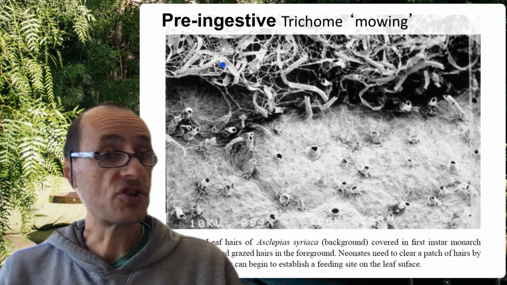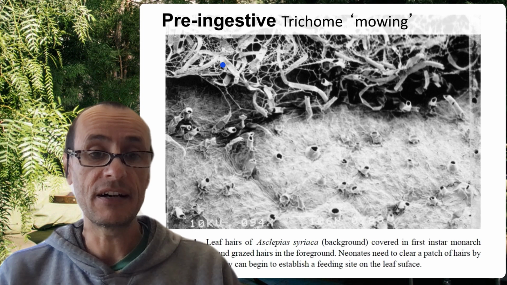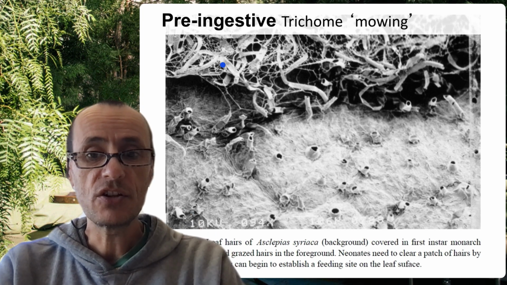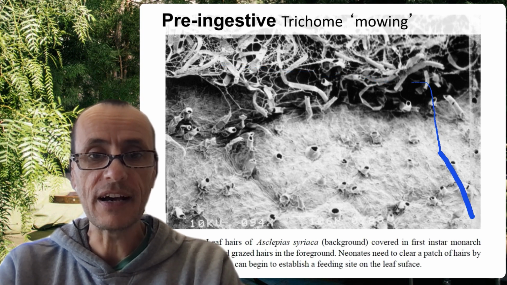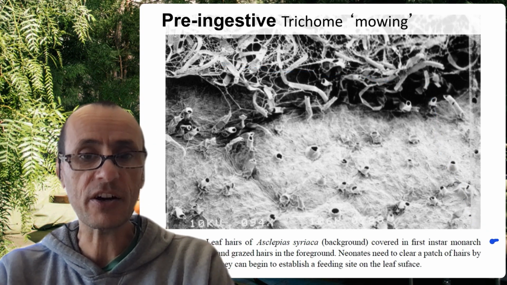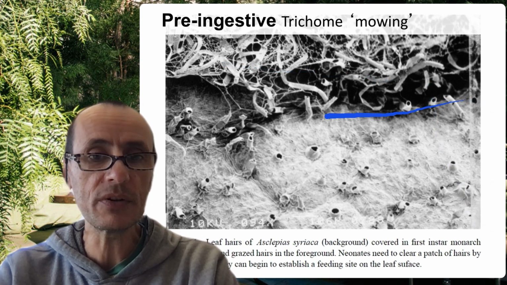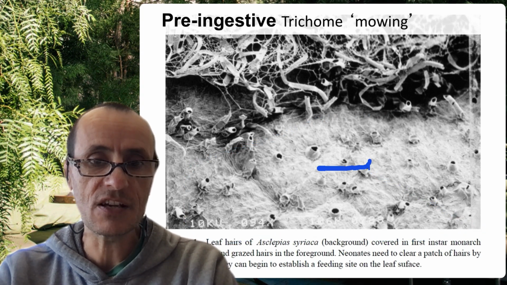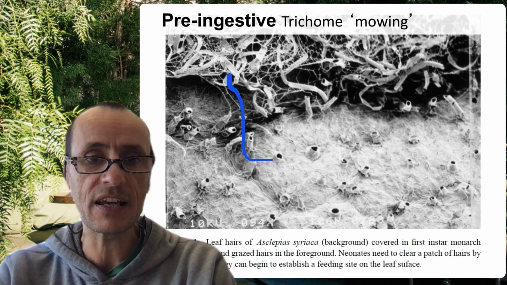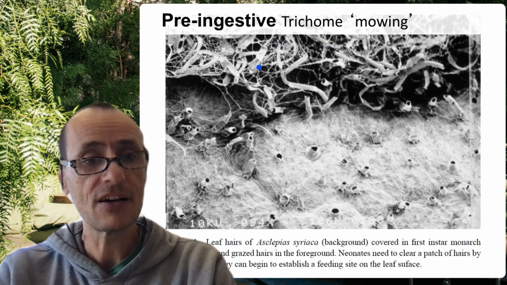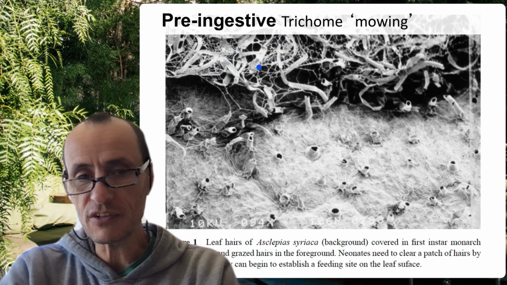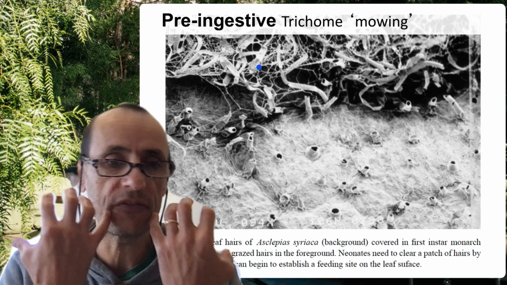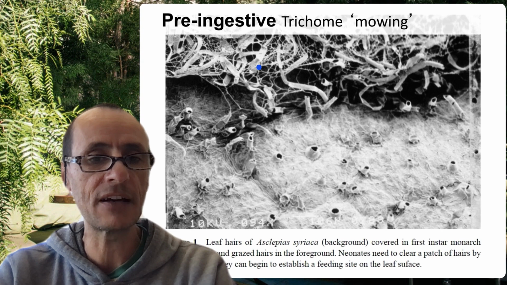Another way is to just remove some of those physical barriers that might exist, such as the trichomes. Here, for example, is what it looks like when these monarch caterpillars have gone through and mowed down all of the trichomes on a milkweed plant, so that all you see here are the little stubs of the trichomes remaining, and here they're still intact. Once that layer has been removed, literally shaved off or mowed off, then they can access the leaf tissue without the spines getting into their mandibles.